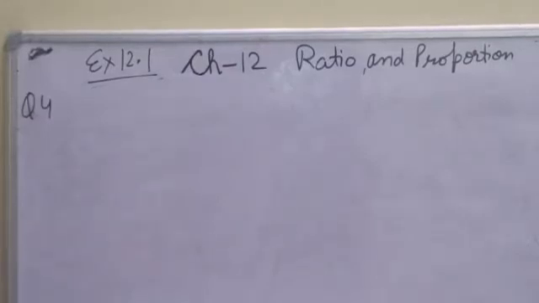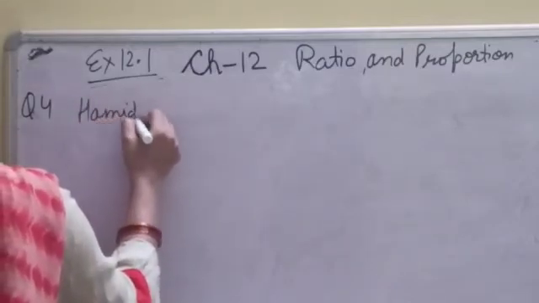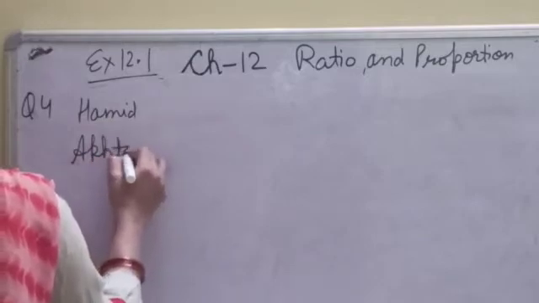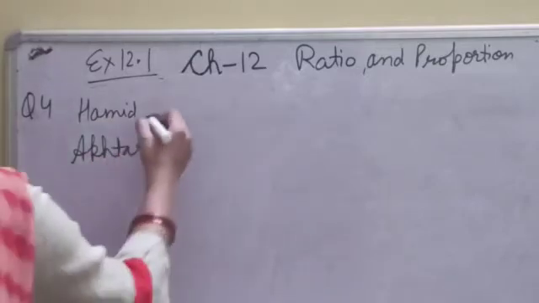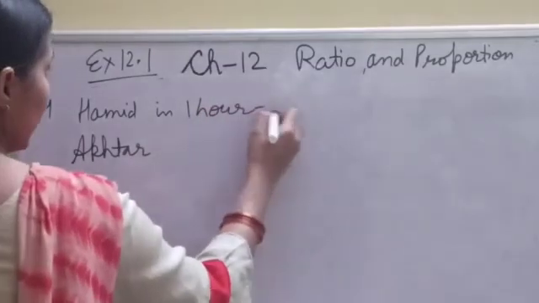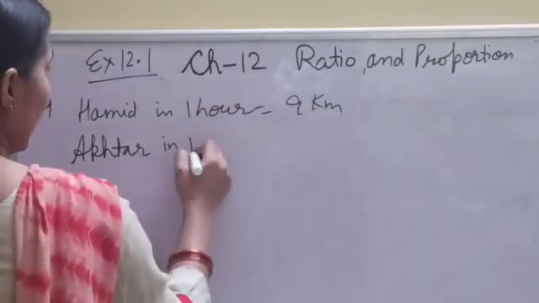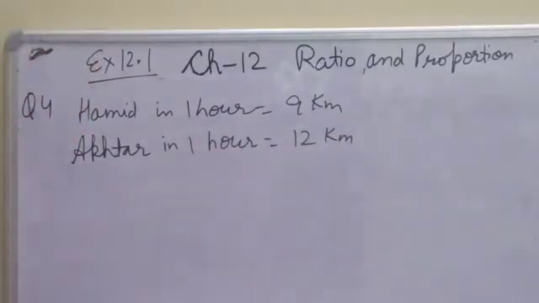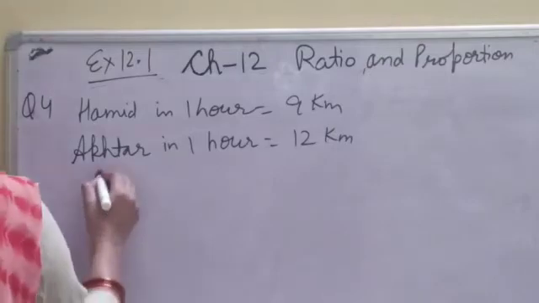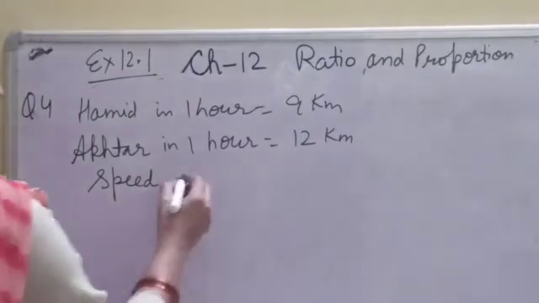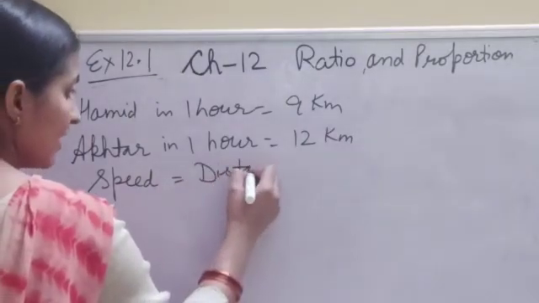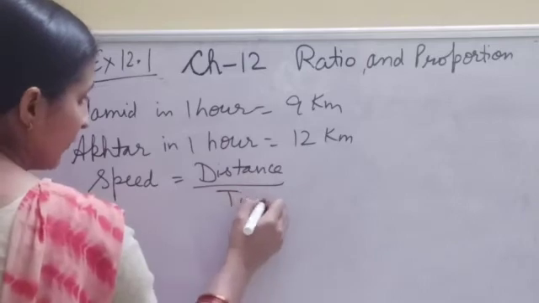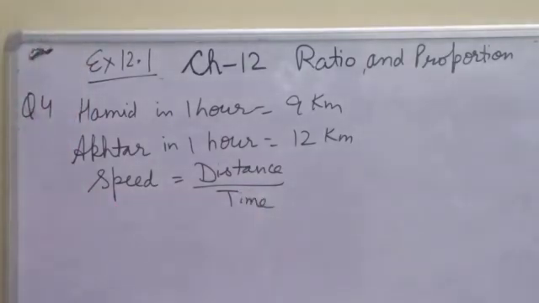Now question number 4 is the distances travelled by Hamid and Akhtar in 1 hour. That is 9 km for Hamid and 12 km for Akhtar. It is saying to find the ratio of speed. So first of all we have to know what speed is. Speed is distance divided by time, meaning how much distance you will cover in the given time, that will become your speed.